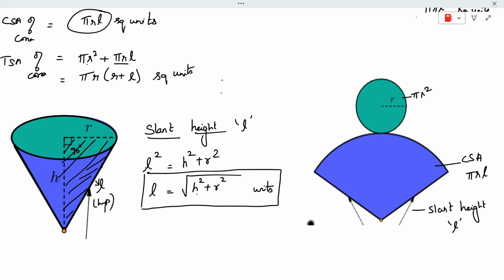So I hope you understand how to derive the formula for CSA, TSA and the slant height.